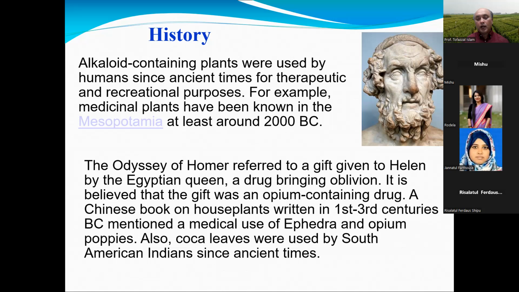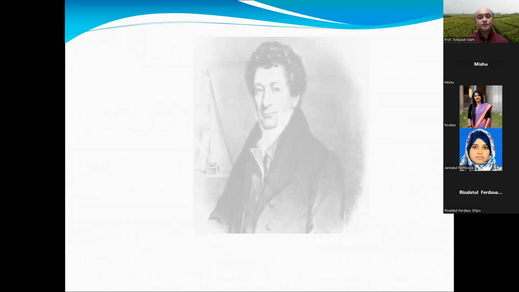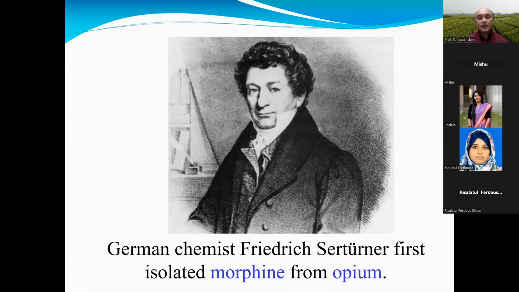A Chinese book on herbal plants written in the first to third centuries before the birth of Christ mentioned a medical use of ephedra and opium poppies. Also, coca leaves were used by South American Indians since ancient times. So coca leaves are another alkaloid-containing plant. Then the very famous German chemist Friedrich Sertürner first isolated morphine from the opium plant and purified it.